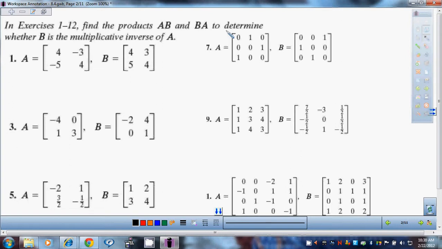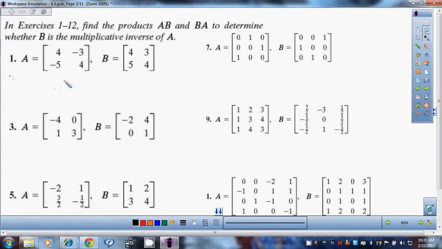AB and BA. So order matters, right? So like on number 1, A times B and then B times A in both of them. What you're saying is, if you were to multiply A times B, you get 1, 0, 0, 1. That's exactly right. And when you do BA, you get 1, 0, 0, 1. That's right.